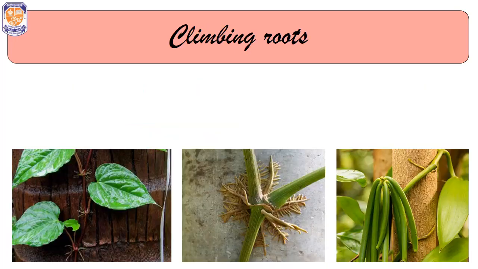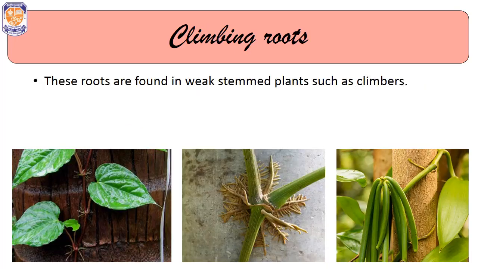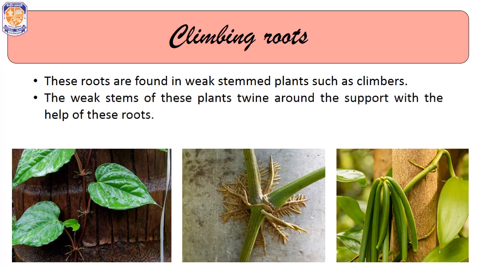Next are the climbing roots. These roots are found in weak stem plants such as climbers. The climbers cannot stand erect on their own because they have weak stem in them. So they need some kind of support to climb onto. The weak stem of these plants twine around the support with the help of these climbing roots.